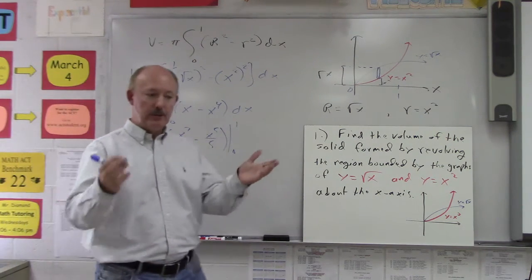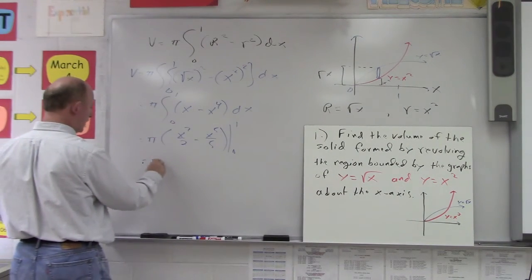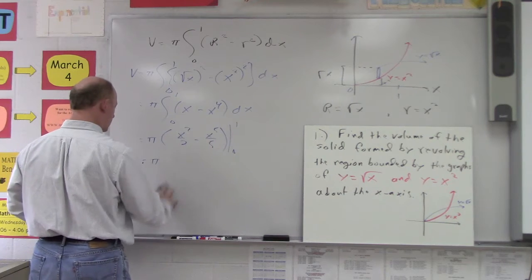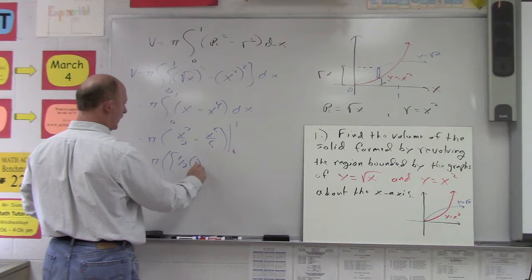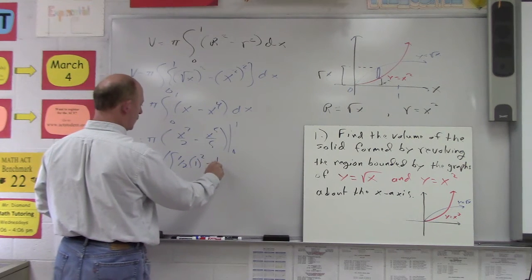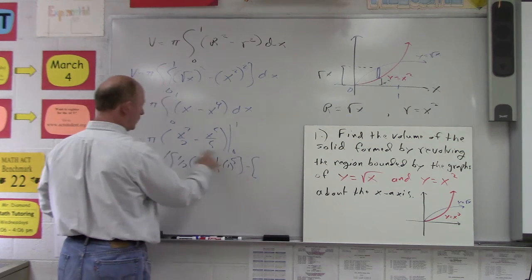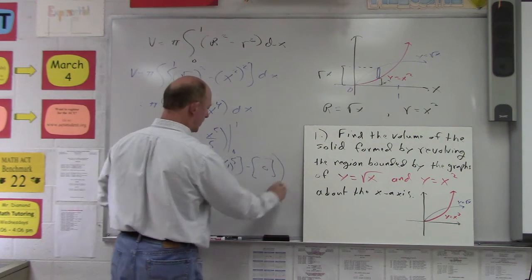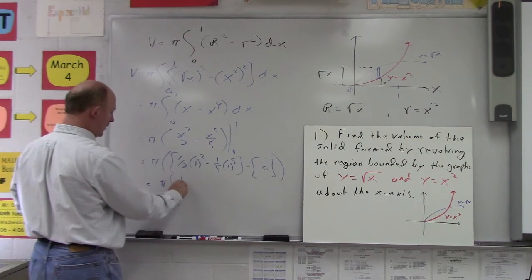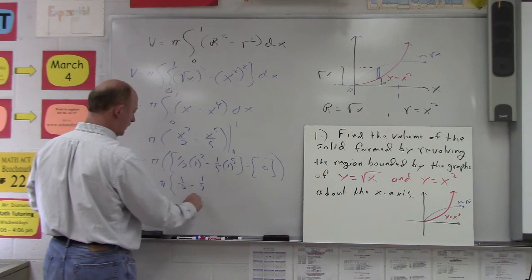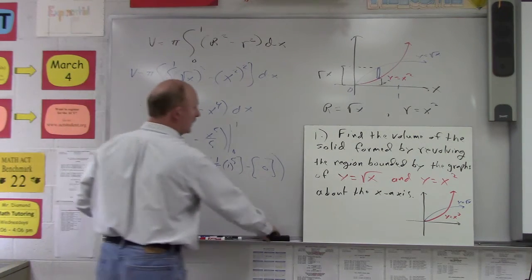Okay, now we want to substitute the upper bound minus the lower bound, and let's see what we get here. This will be pi times, I'm going to use different grouping symbols, 1/2 times 1 squared minus 1/5 times 1 to the 5th power minus, substituting 0 in gives us 0. All right, and we have pi times 1/2 minus 1/5.